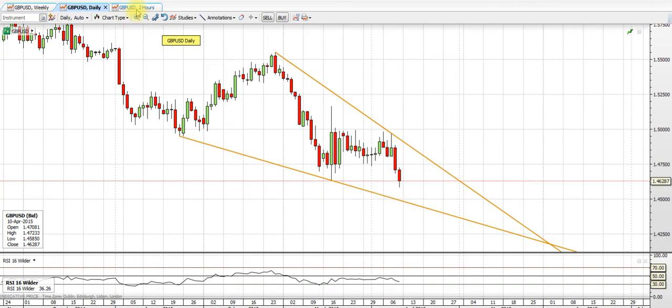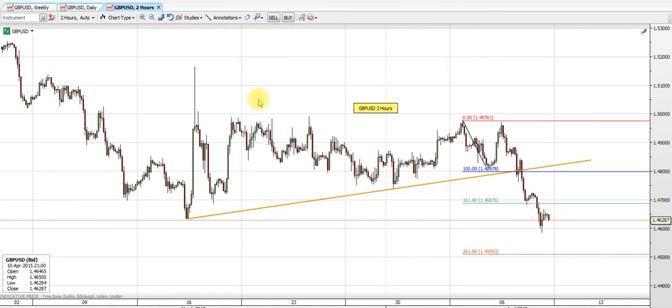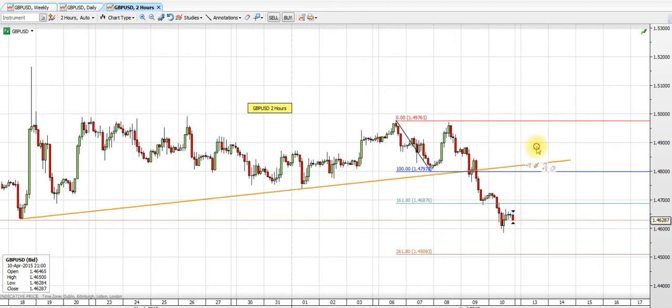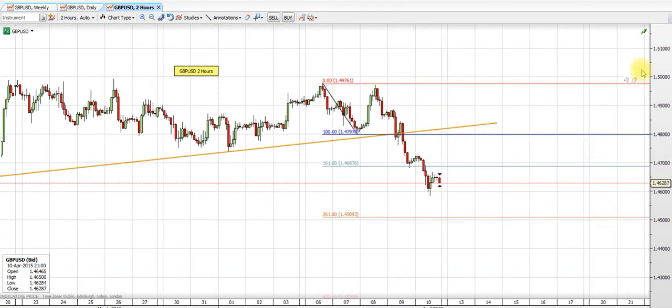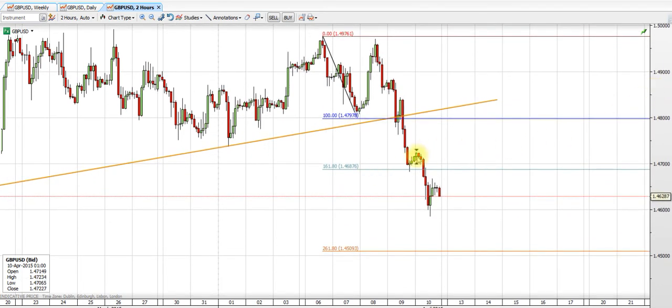Now, if we break that down into a 2-hour chart, we can see that we broke out of this trend of higher lows. We've seen an aggressive move to the downside. We can also note that the Fibonacci levels are working quite well, so a small bounce from the 161.8% extension, and then intraday rallies being sold into.